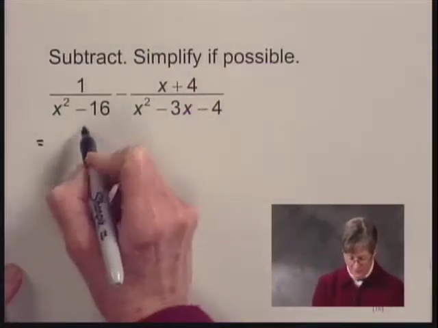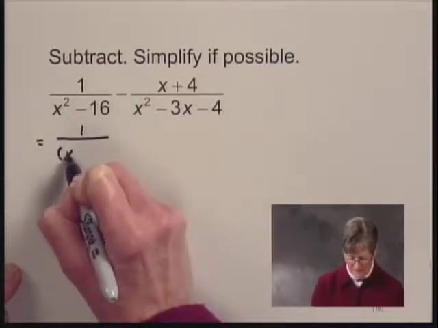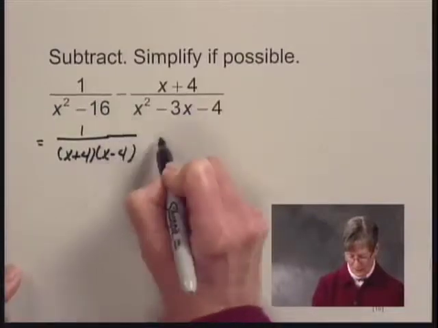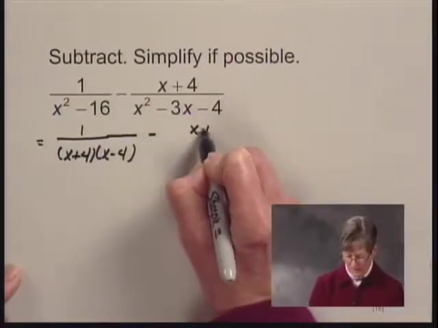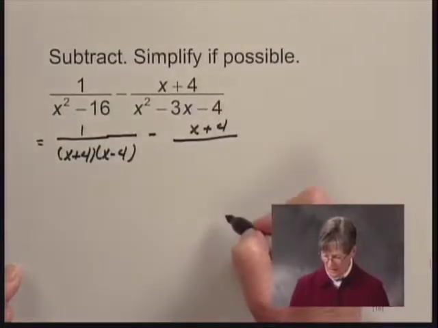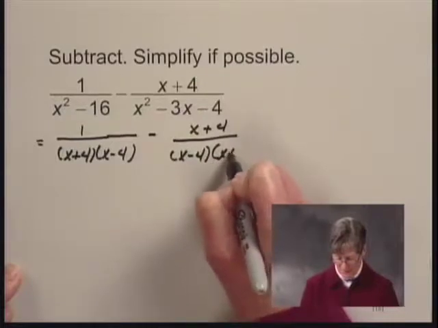form. So I'm going to write this as 1 over, factoring x squared minus 16, x plus 4 times x minus 4. And then I'll have x plus 4 over, and factoring this other denominator, I will have x minus 4 times x plus 1.